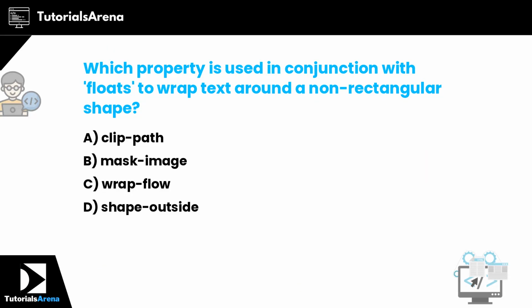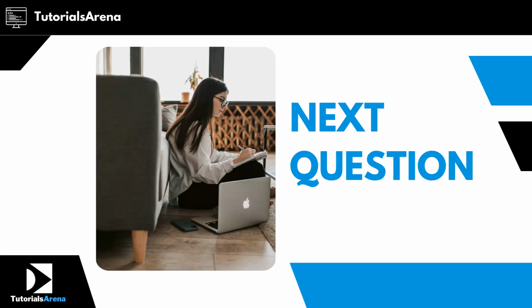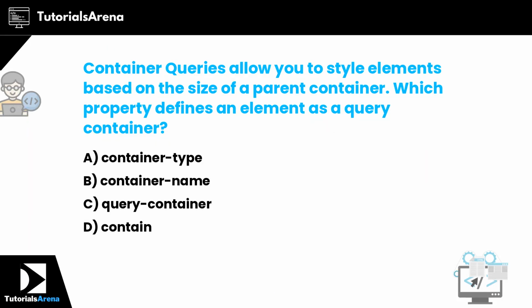Which property is used in conjunction with floats to wrap text around a non-rectangular shape? The correct answer is option D, shape-outside. Container queries allow you to style elements based on the size of a parent container. Which property defines an element as a query container? The correct answer is option A, container-type.